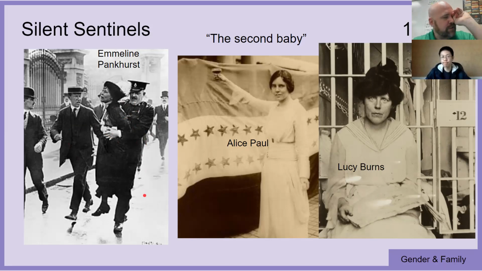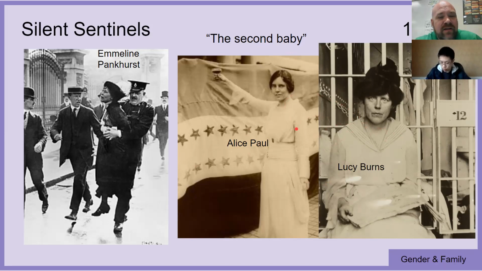She's actually an enemy in England at this point. She smuggled herself out of the country because she's wanted for crimes in England. So she's in New Haven, Connecticut, giving this speech, and she inspires this new generation of women, right? This new generation of women are going to become the second baby, if you will, right? Alice Paul and Lucy Burns are our two leaders of this new movement. These are very young women.